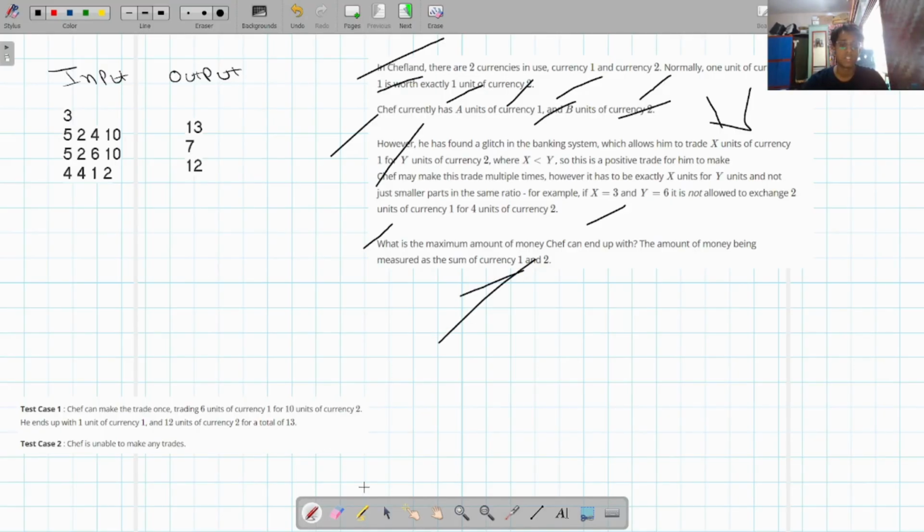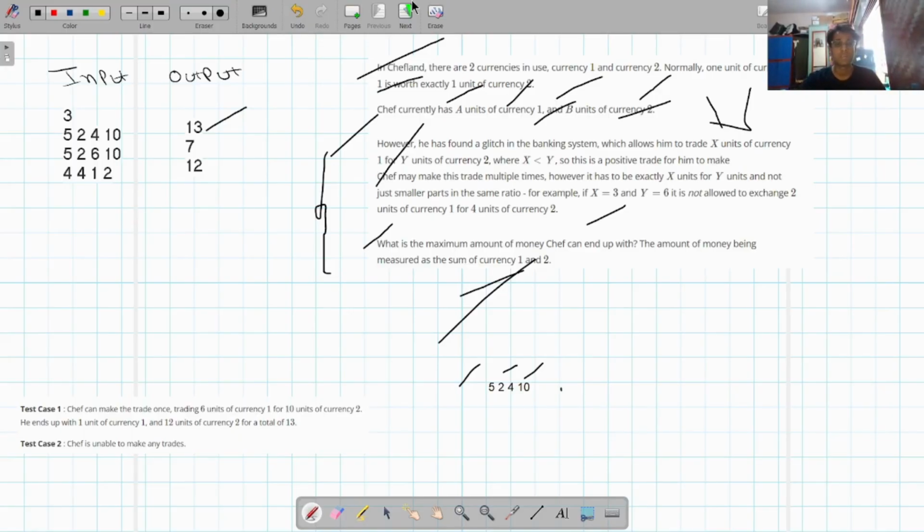Okay, let's take the first test case. If I take the first test case, we have got 5, 2, 4, and 10. From the first test case, we can say that Chef can make the trade once, trading 4 units of currency 1 for 10 units of currency 2. He ends up with 1 unit of currency 1 and 12 units of currency 2. So the total would be 13, right? Very simple, straightforward question, guys. So I think the test cases are pretty much clear.